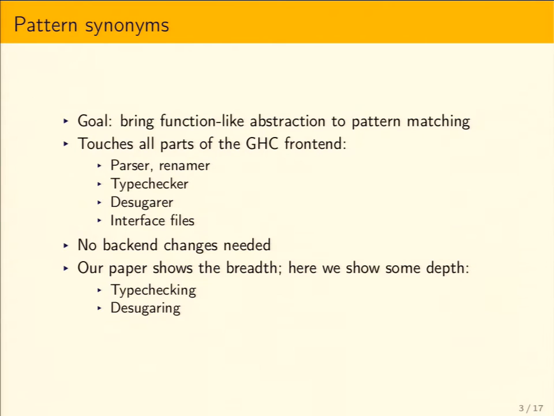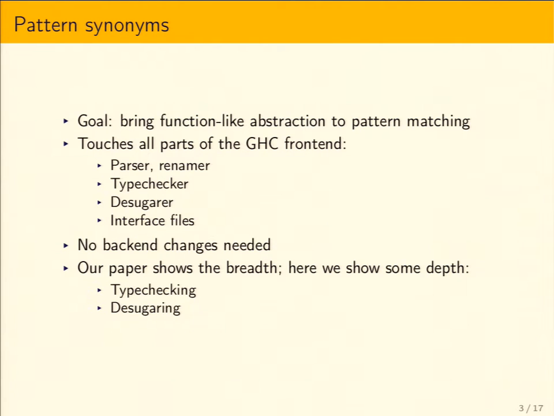So the goal of pattern synonyms is to take this tool of abstraction that we already have for construction in the form of functions and bring it to pattern matching. As you can imagine, it's quite a cross-cutting change to Haskell or to your Haskell implementation. In GHC specifically, it basically touches all parts of the front end. Obviously you need parser support and renamer support for it because you need some syntax for these pattern synonyms. But it also requires changes to the type checker. That's something that I'm going to talk a lot about later.